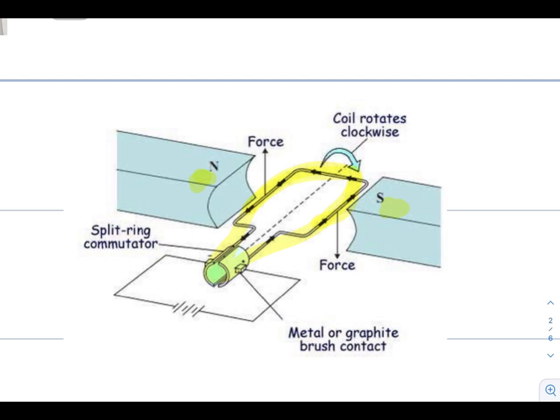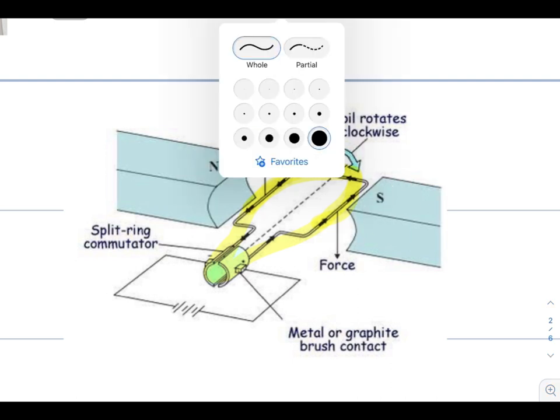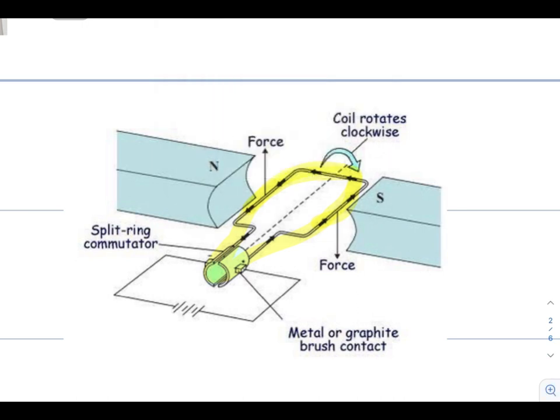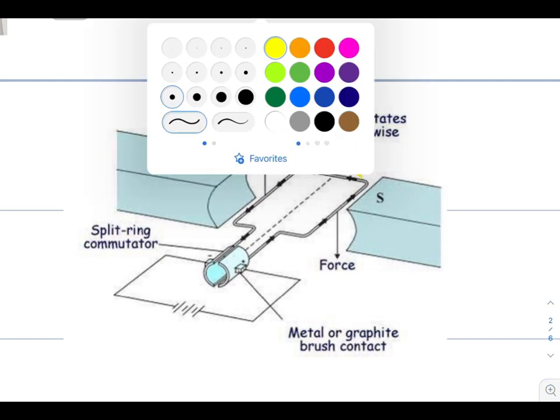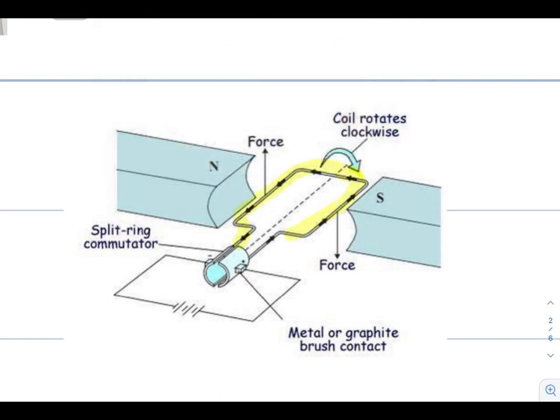The armature, if you look at the upper part of the drawing, consists of a loop of wire. Each side of the loop is attached to one split ring. A split ring is a commutator, right? Each side is attached to one split ring, which we call the commutator.